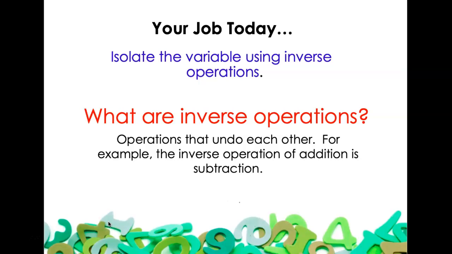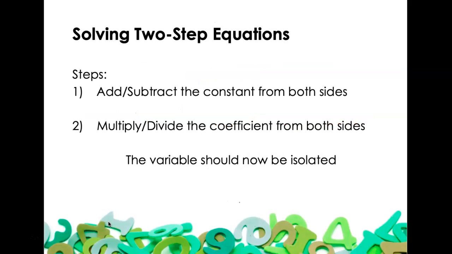Okay, so let's get started with the 2 steps. First step, you either add or subtract the constant from both sides. The second step is you either multiply or divide the coefficients from both sides. Remember, the coefficient is the number closest or beside the variable or letter. Okay, so the variable should now be isolated. Let's have our first example.